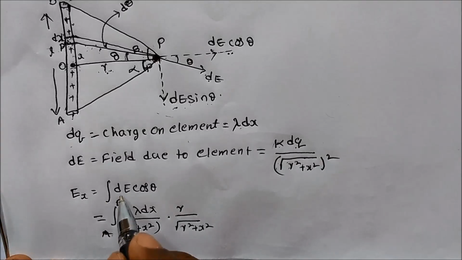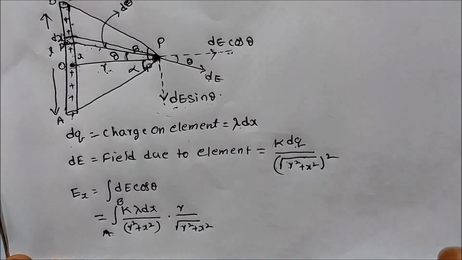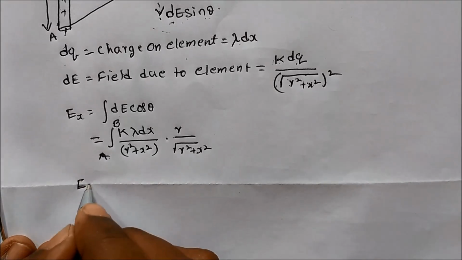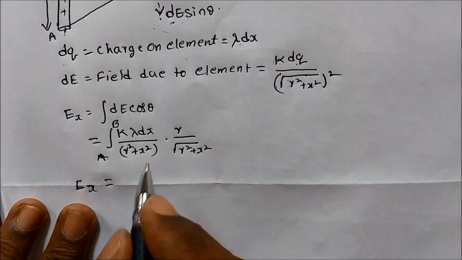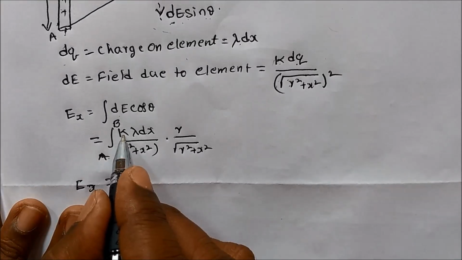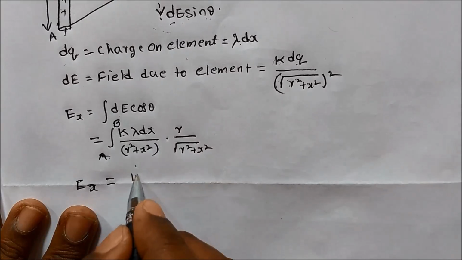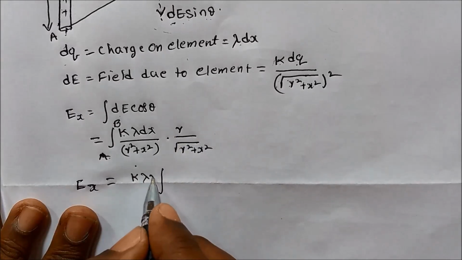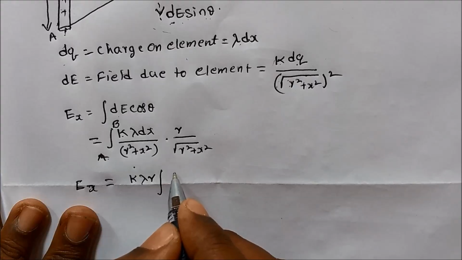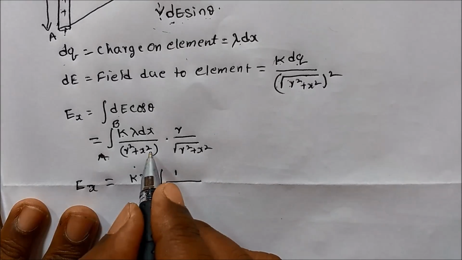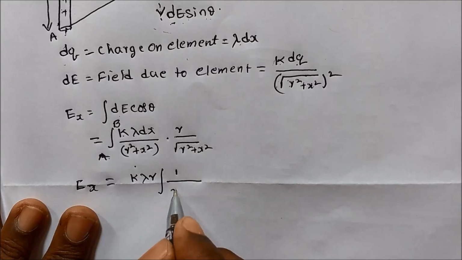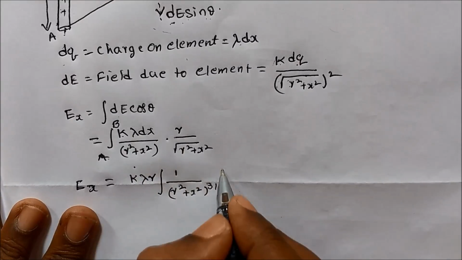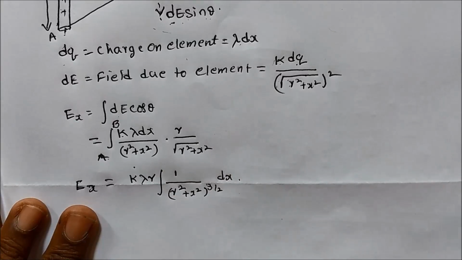Okay, we have to find the length O2A to O2B. Now, here the field intensity Ex equals k lambda integral. k and lambda are constants, so I am taking them outside the integration. Here r is also constant, so I am writing it outside. Then 1 divided by r square plus x square into root over r square plus x square, which we can write as (r square plus x square) to the power 3 by 2, into dx. The limits I will substitute later on.